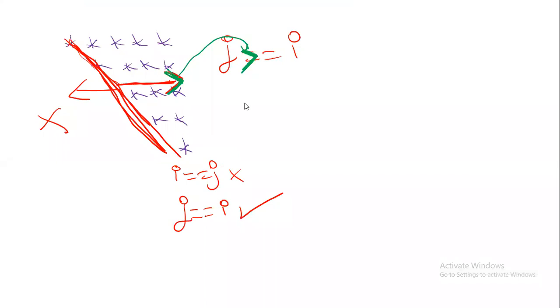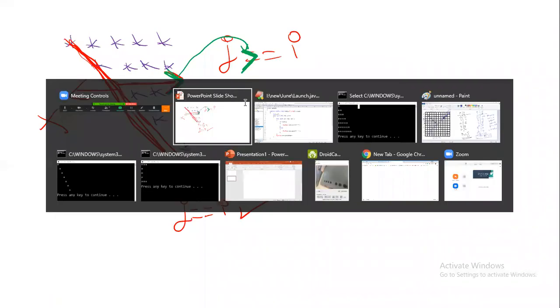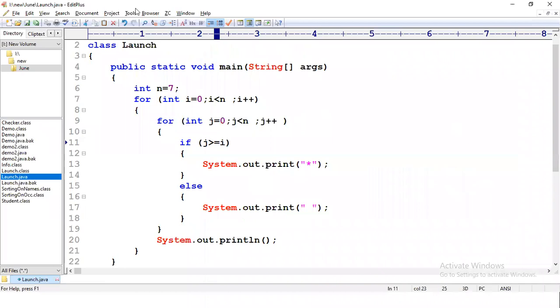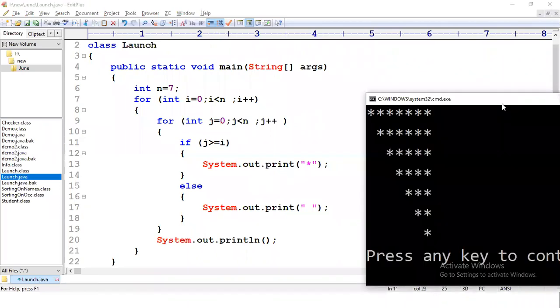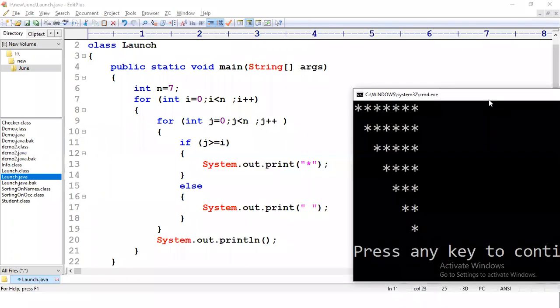Okay. So I hope you have taken the screenshot. Next. You can take the screenshot of the code also. Take the screenshot. So I hope you have taken this screenshot. Okay. 3, 2, 1. Maybe you have taken the screenshot.